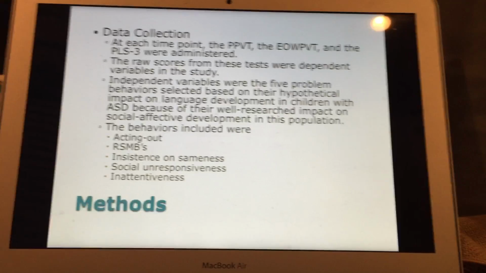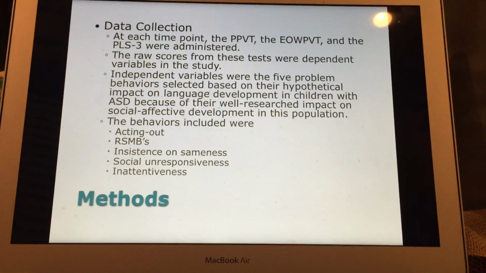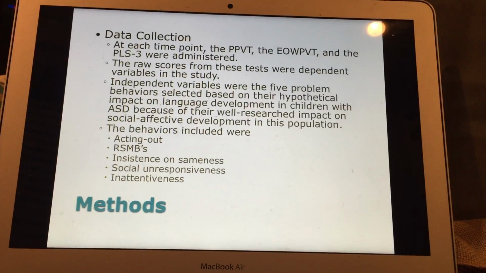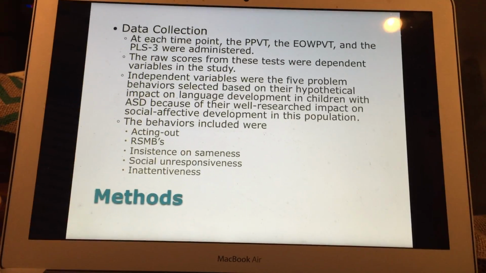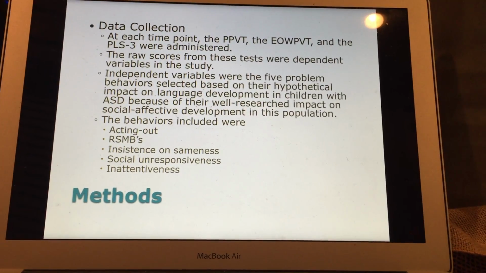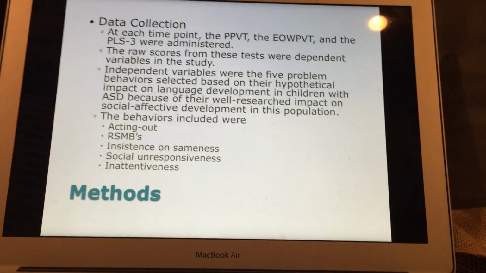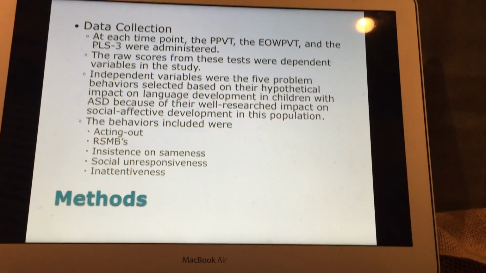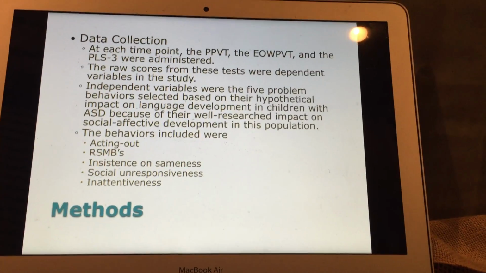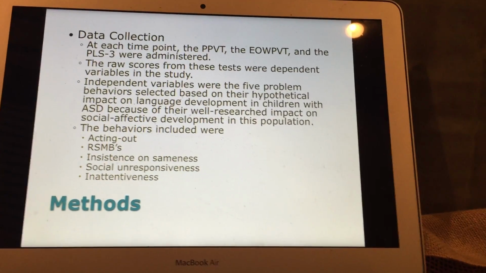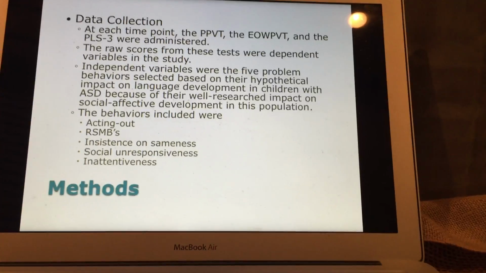Okay, so during data collection at every time point in this study, each child's receptive vocabulary skills were assessed using the Peabody Picture Vocabulary Test, 3rd edition. Their expressive vocabulary was assessed using the Expressive One-Word Picture Vocabulary Test. Their receptive and expressive language skills were assessed using the Preschool Language Scale, 3rd edition. And the scores from these tests were used as the dependent variables in this study.